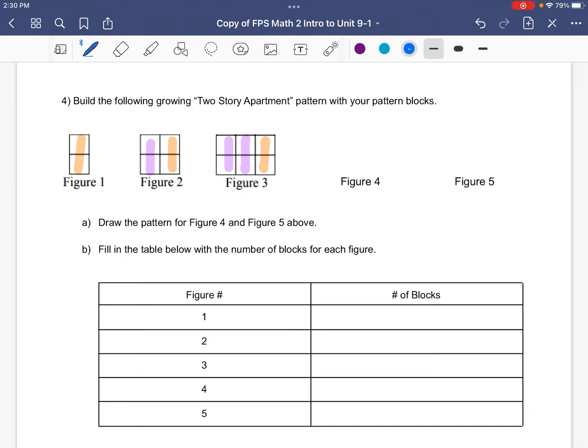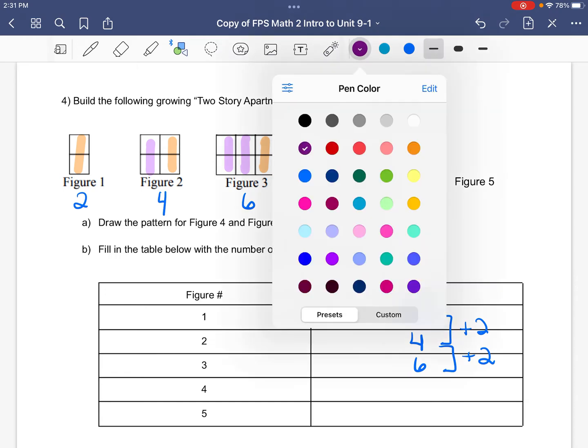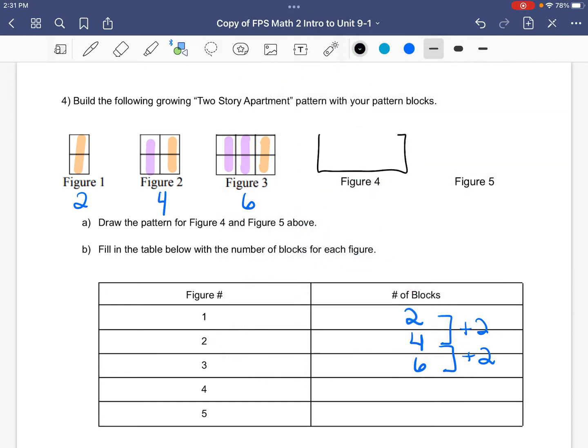Now, if visually that didn't make a lot of sense to you and you didn't really see that, maybe numbers can help. If I look at figure 1, there's 2 blocks, 1, 2. If I look at figure 2, there's 4 blocks. If I look at figure 3, there are 6 blocks. So now I can see there's this pattern of adding 2. So again, visually, if this makes sense to you, you can draw in your figure 4 right now. So let's see if I can draw this in.